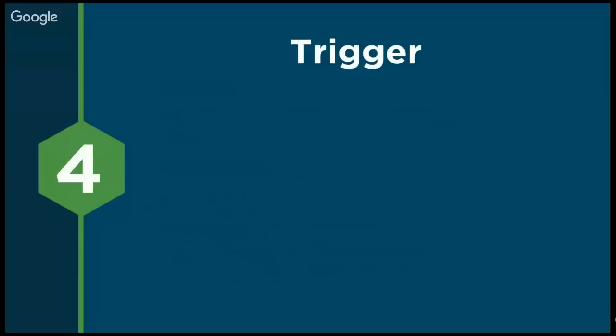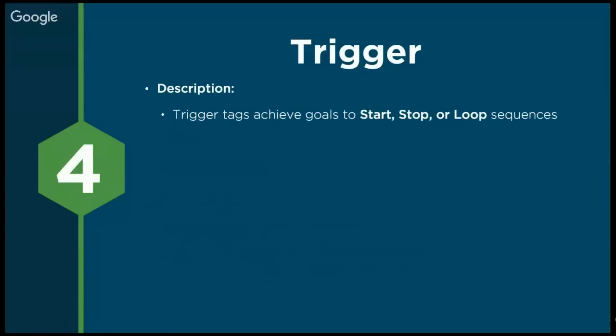Okay, number 4, the fourth category, is your trigger tags. Trigger tags achieve goals to start, stop, or loop sequences. And I'll throw in there, they can also be used from third-party systems to integrate with Infusionsoft. But generally, they achieve goals that start, stop, or loop sequences. We're going to separate these tags from other tags that might seem to be the same, because we need to understand which function each tag has. And if you use one tag for multiple functions, you sometimes end up in a bind.